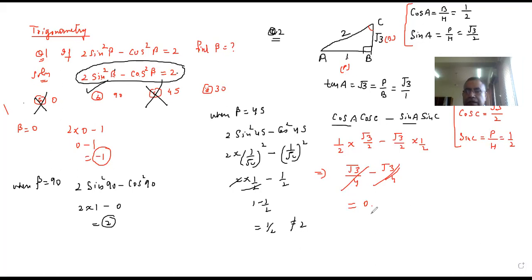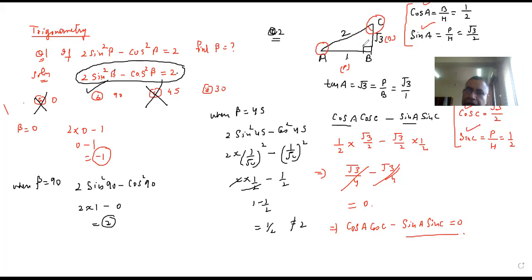So which implies the value of cos A, cos C, sin A, sin C equal to 0. So this kind of question can come where two types of angles are involved. One, you have to find out the values for angle A. This is cos A and this is sin A. Then you have to find out the value of angle C. This is cos C and sin C.